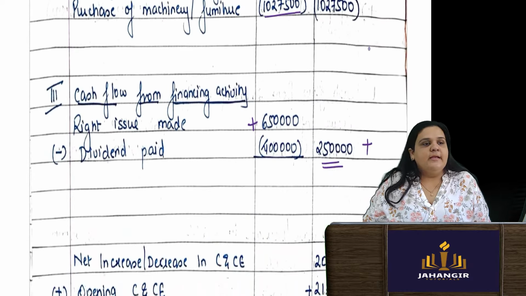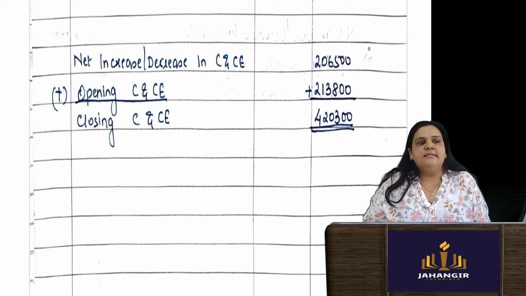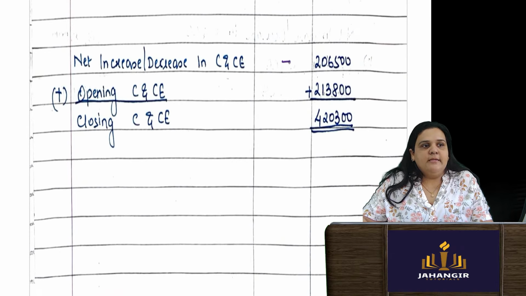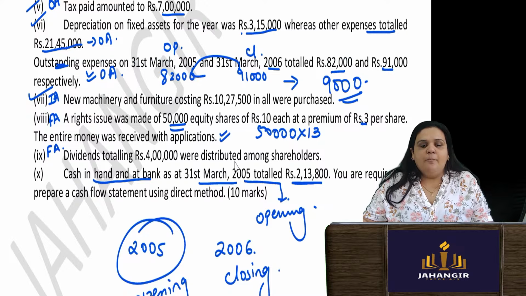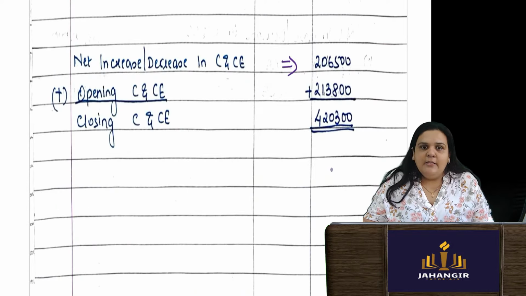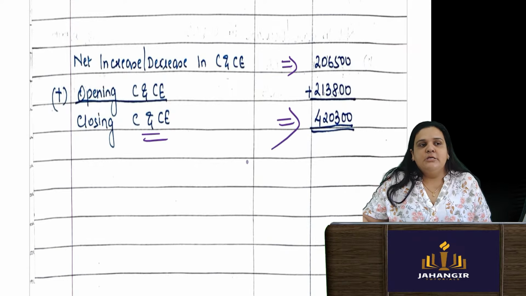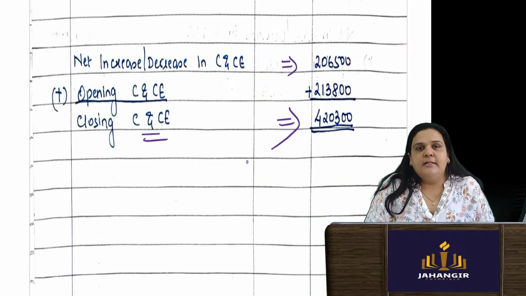10,27,500. You will get net increase or decrease in cash and cash equivalent. This will be your net increase or decrease. There is an increase, 2,06,500. Add back the opening. They have given you the opening, 2,13,800. We will add the opening to the current year's increase and decrease. We will arrive at the closing cash and cash equivalent, which is 4,20,300.